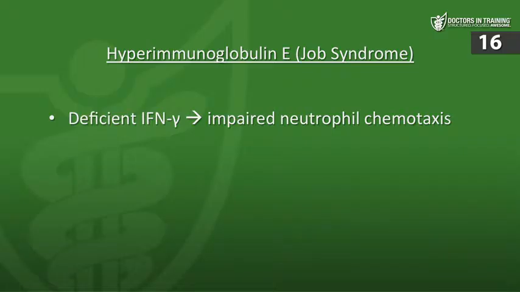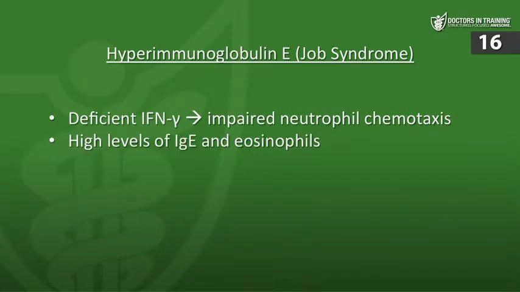Now, where does interferon gamma come from? Well, it comes from T cells. So some books and resources are going to classify this as a T cell disorder because it's the T cells that are failing to produce interferon gamma. But the end result is that the phagocytes can't get to where they need to go. And you also have high levels of IgE and eosinophils with this.